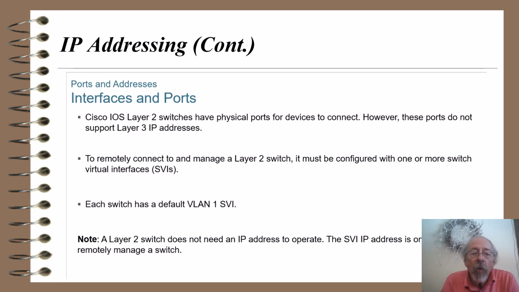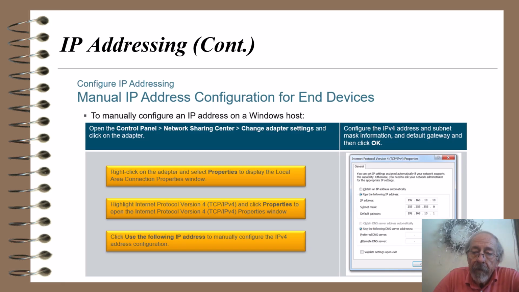Interfaces and ports. Cisco IOS Layer 2 switches have physical ports for devices to connect. However, these ports do not support Layer 3 IP addresses. To remotely connect to and manage this Layer 2 switch, it must be configured with one or more switch virtual interfaces, or we call them SVIs. Each switch has a default VLAN 1 switch virtual interface. Note, a Layer 2 switch does not need an IP address to operate. The SVI IP address is only used to remotely manage the switch.